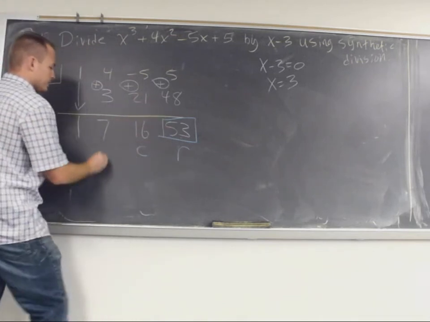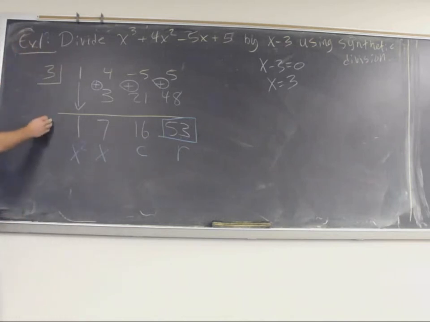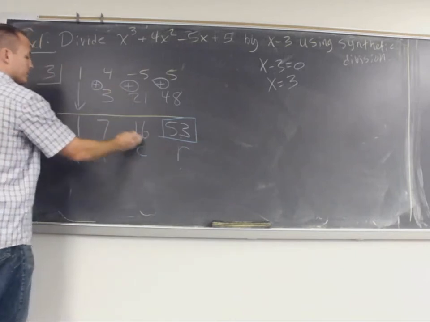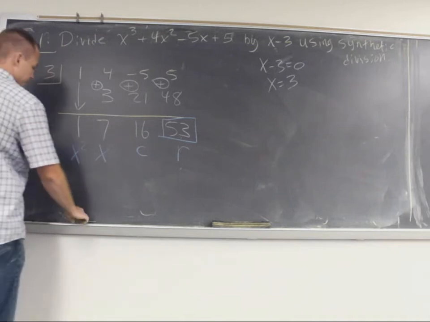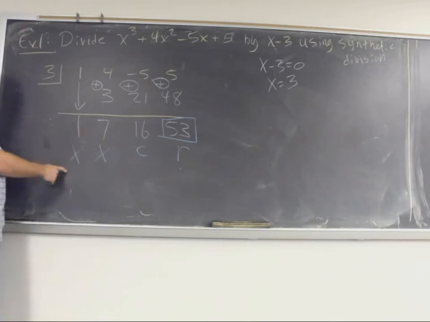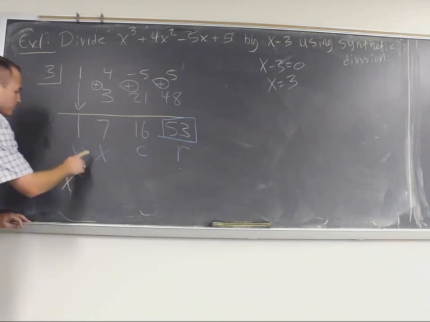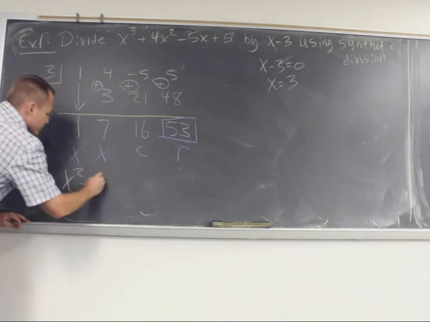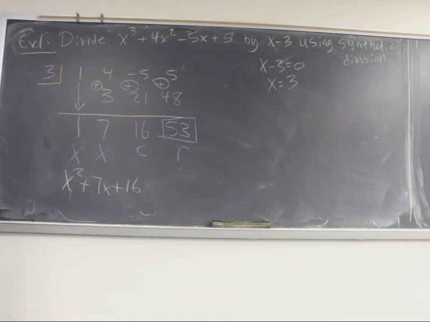This is our constant. This is our x to the first power, x to the second power, and if there's another number, it'd be x to the third and x to the fourth. So start with the far right, that's your remainder, constant, x, and x squared. And the way we write this now is these numbers are our coefficients to these variables. So that means the coefficient of the x squared term is 1. So we get x squared plus 7x plus 16. All right, following so far?